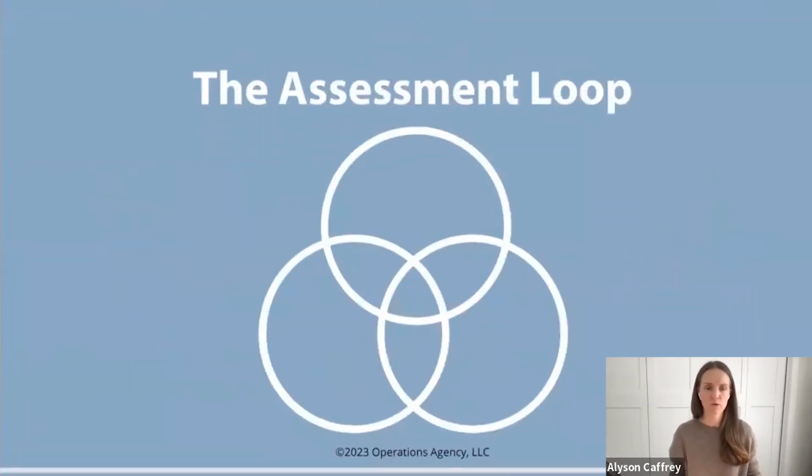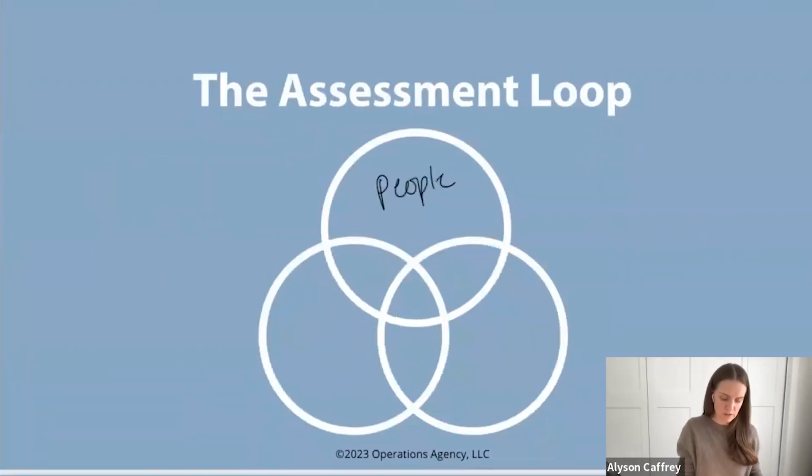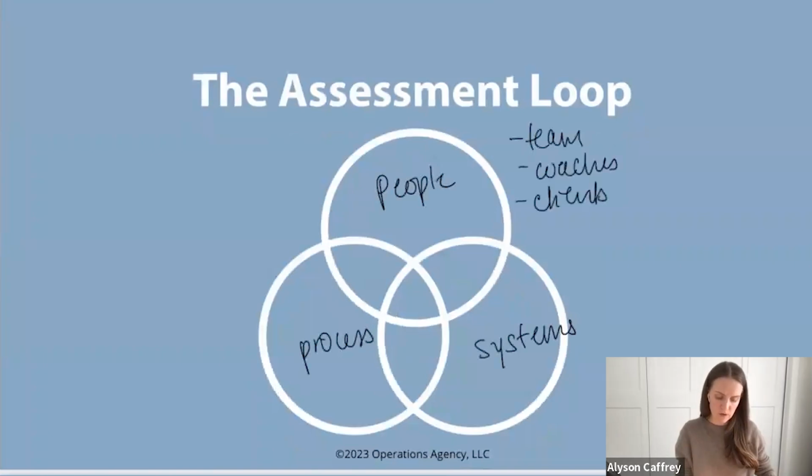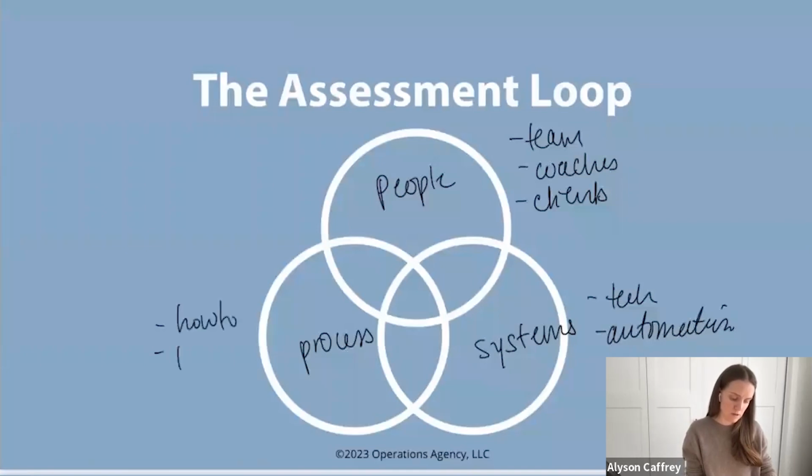This is the assessment loop. In my opinion, there is basically a three kind of overlapping system that shows us how you're operating, right? So you've got your people, you've got your systems, and you've got your processes. And people obviously is your team, your coaches, clients, etc. You've got your systems. So this is your technology, your automation, and then your process, your how-tos, your IP, or your strategy.